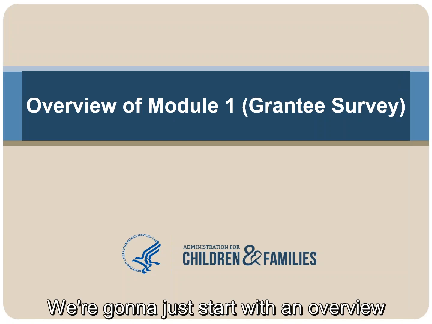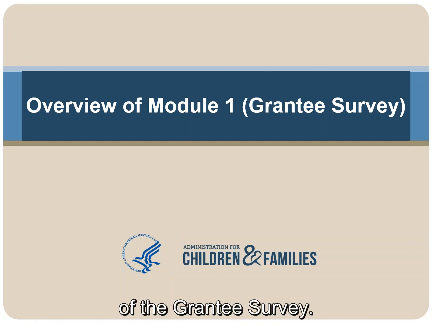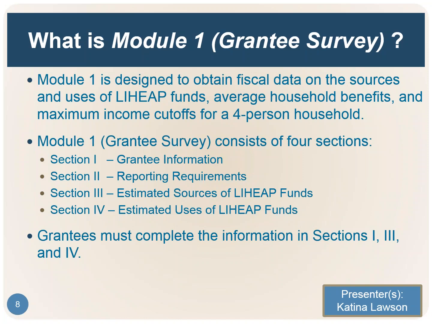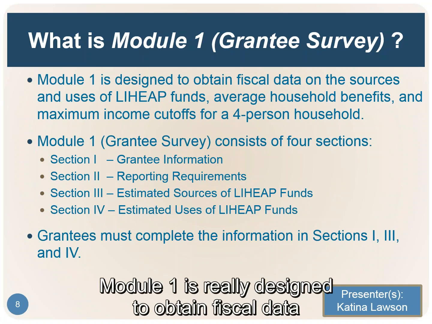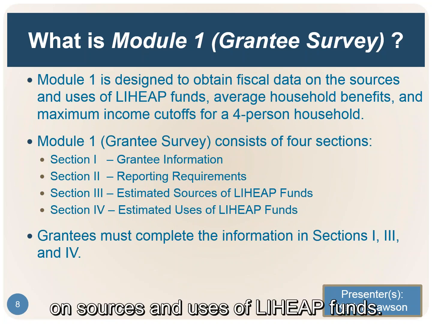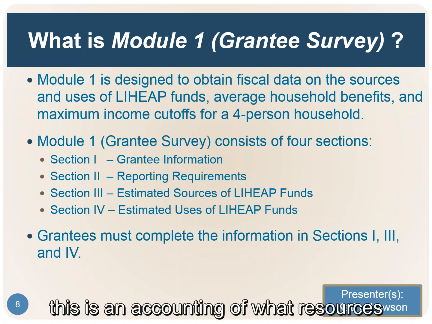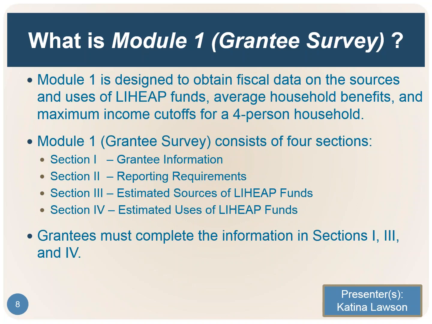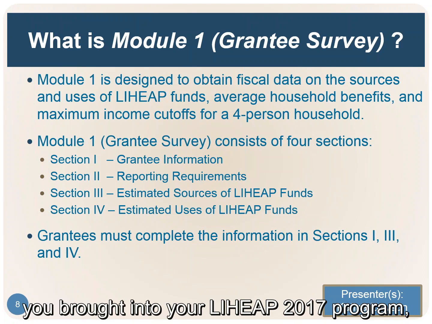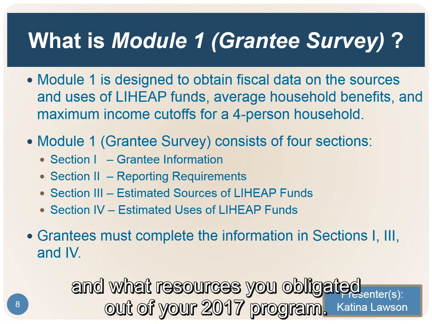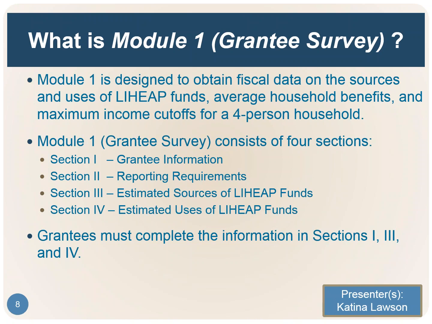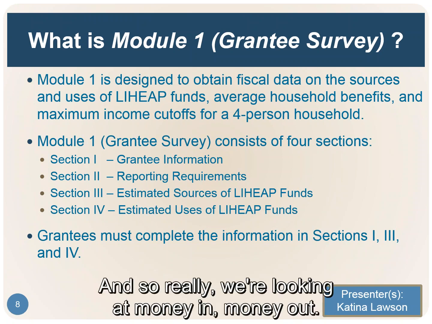So we're going to just start with an overview of the Grantee Survey. Module 1 is really designed to obtain fiscal data on sources and uses of LIHEAP funds. The best way I can think about this is that really this is an accounting of what resources you brought into your LIHEAP 2017 program and what resources you obligated out of your 2017 program. And so really we're looking at money in, money out.